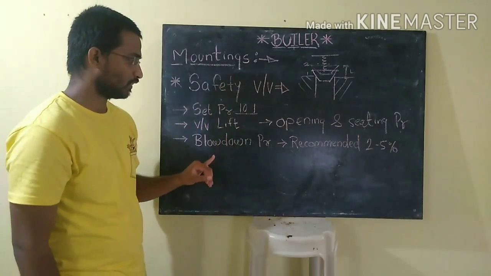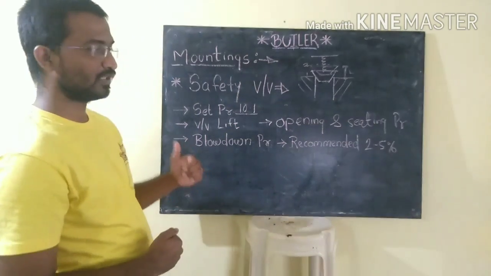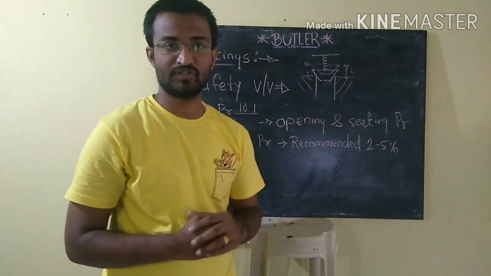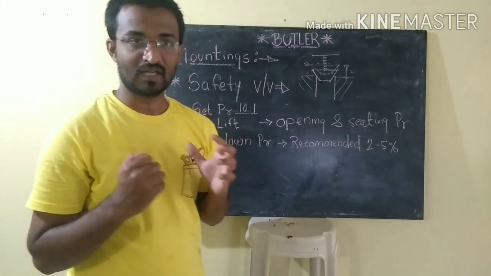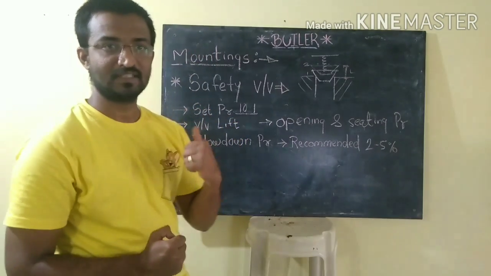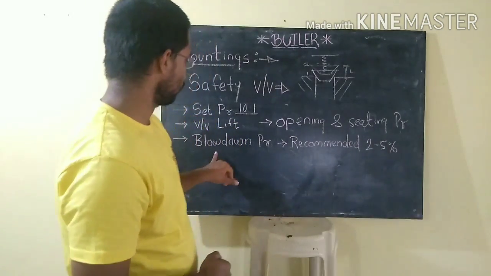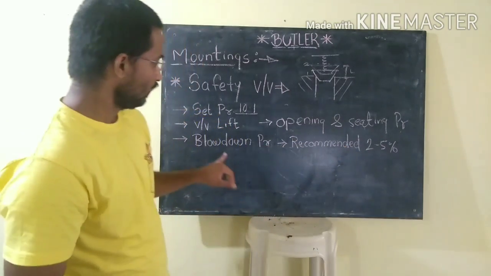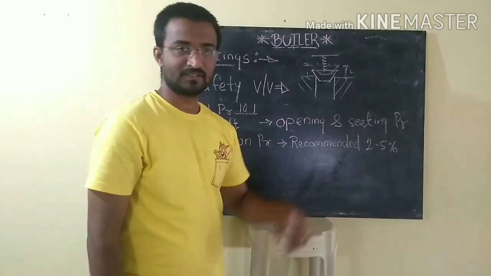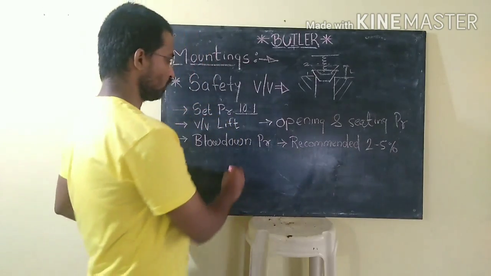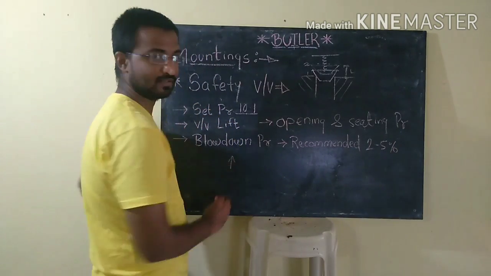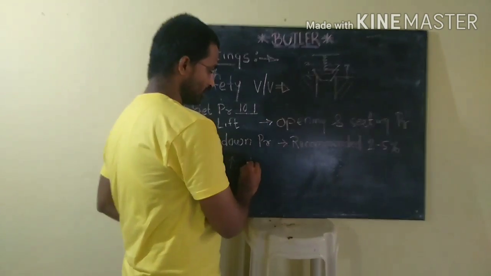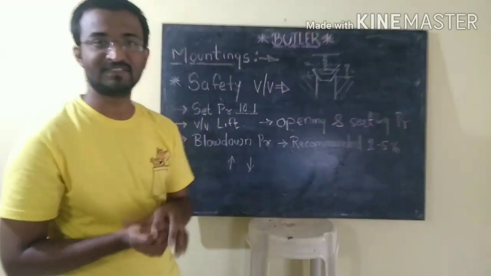Now we will come to blow down pressure. Blow down pressure is the pressure difference between the opening pressure and the seating pressure. It shows how much steam has been released. Generally it is kept at 2 to 5%, because if the blow down pressure increases, the steam will burst, and if the blow down pressure is less, the valve will not be stable.